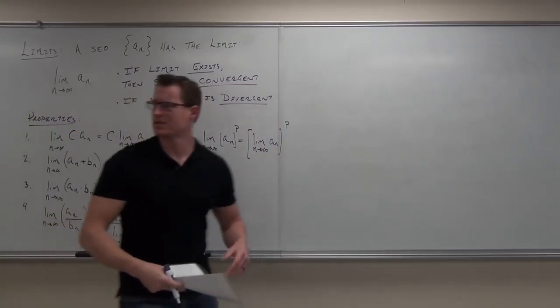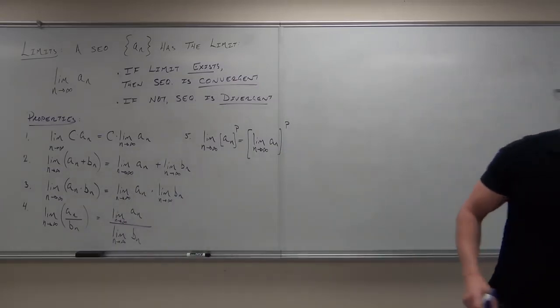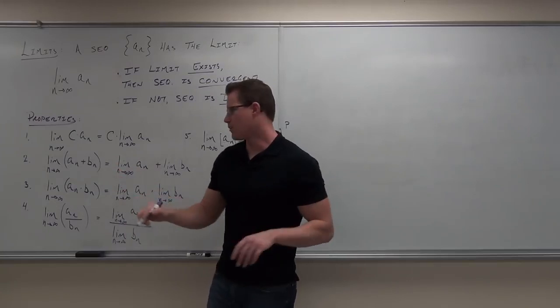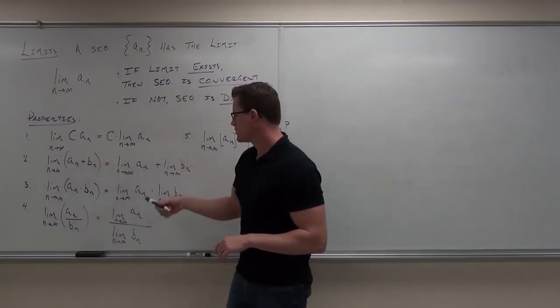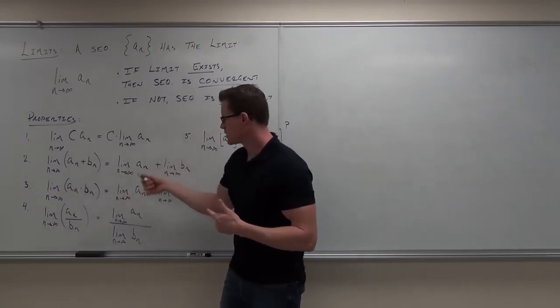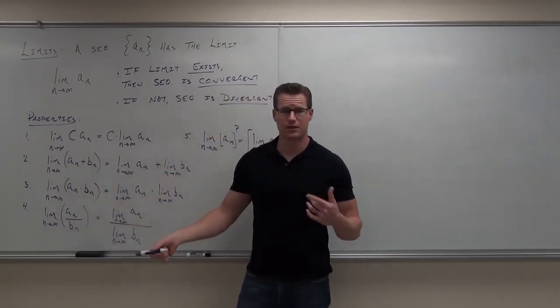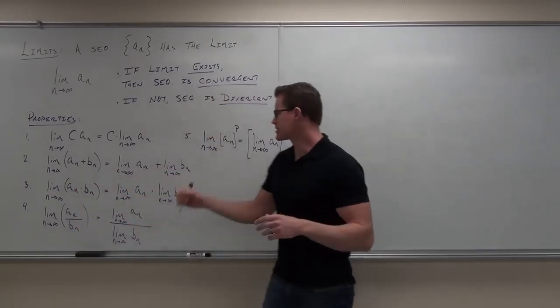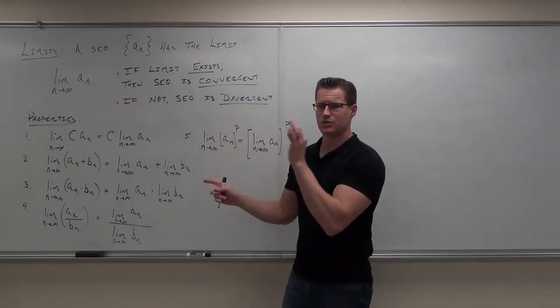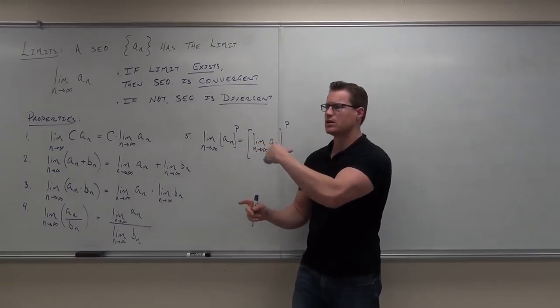So here's a basic rundown on our properties for limits. We can pull constants out of our limits, not a problem. We can separate limits by addition, by subtraction, by multiplication, and by division. We can do a lot of things with limits. We can even, if we have a sequence raised to a power, take the limit of the sequence without the power and then raise the resultant of that limit to that power.